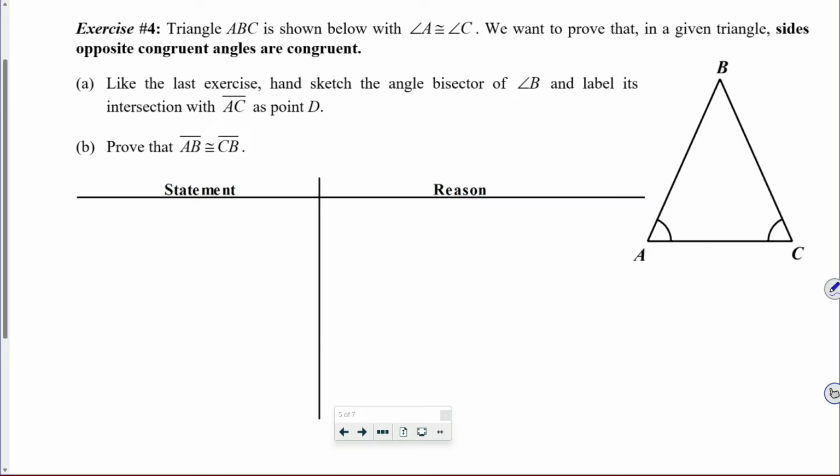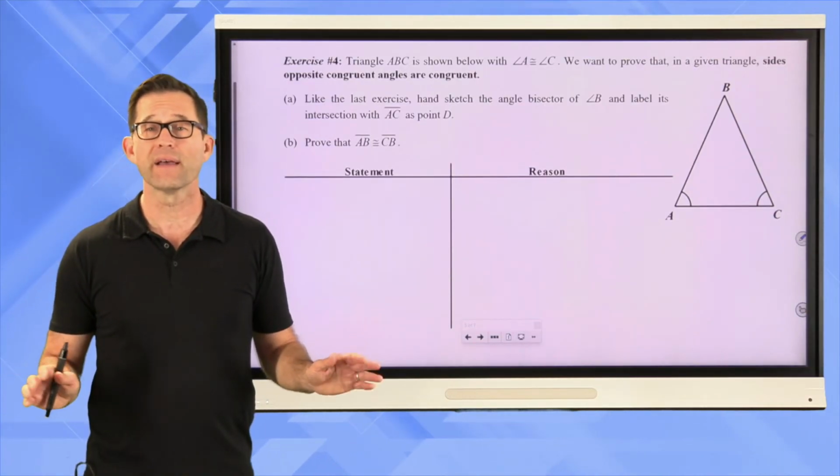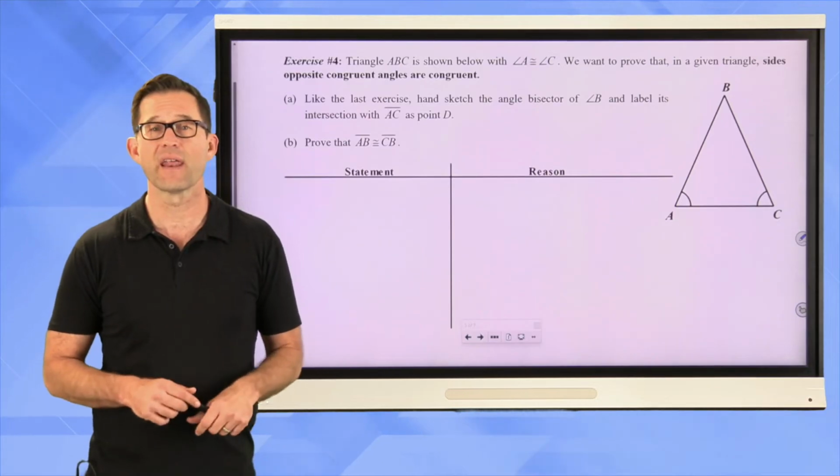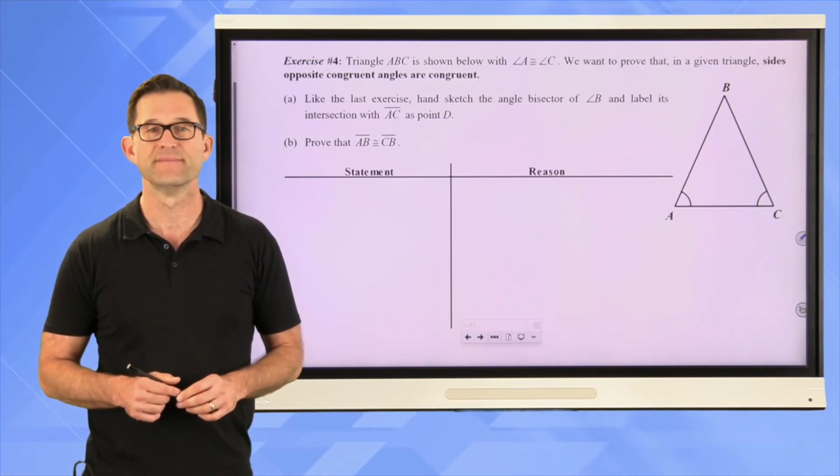Triangle ABC is shown below with angle A congruent to angle C. We want to prove that, in a given triangle, sides opposite congruent angles are congruent. Letter A, like the last exercise, hand sketch the angle bisector of B and label its intersection with AC as point D. All right, so I want to start exactly the way we did last time. Why don't you go ahead and hand sketch that angle bisector in and label that intersection point as point D.